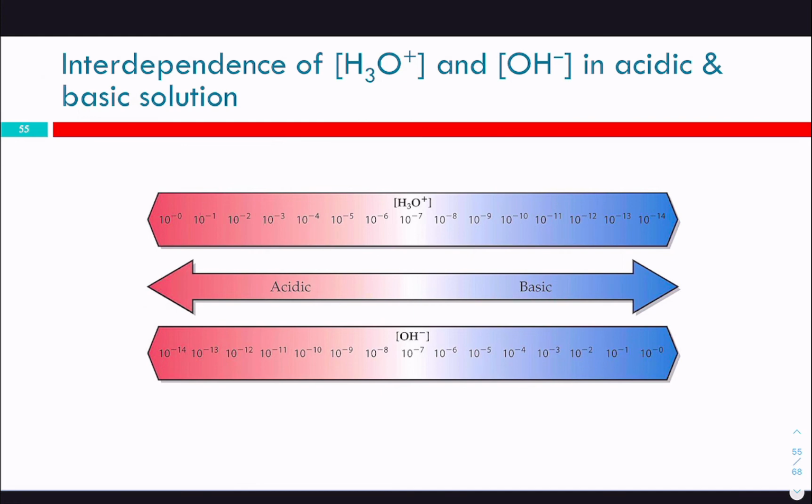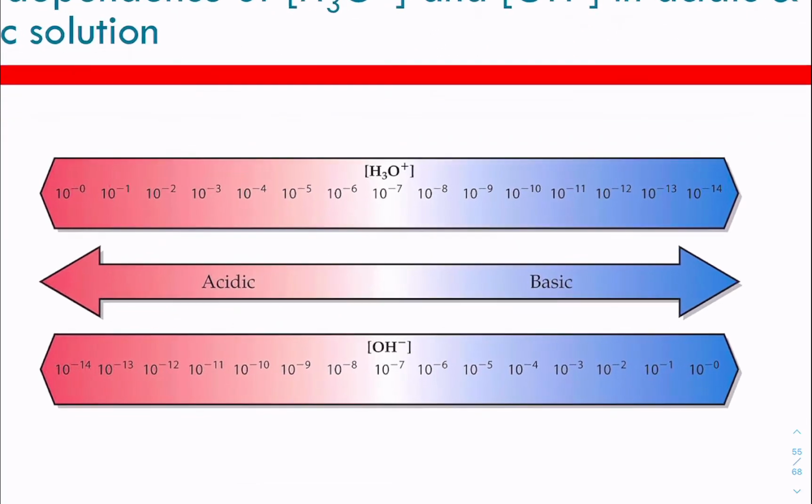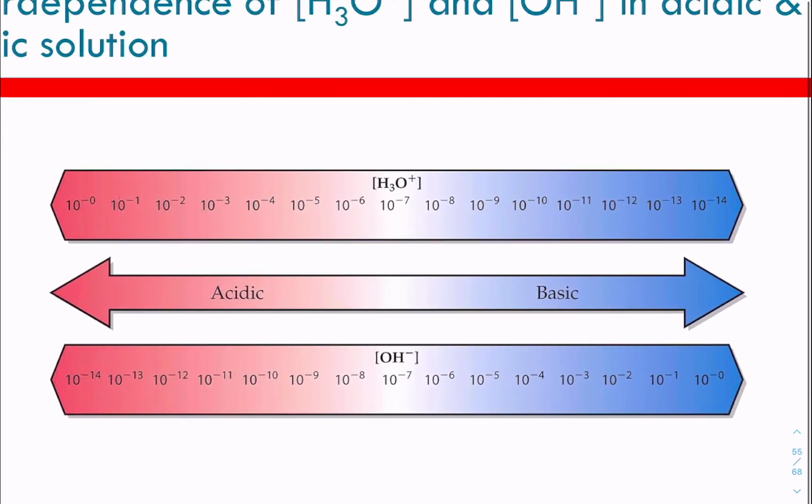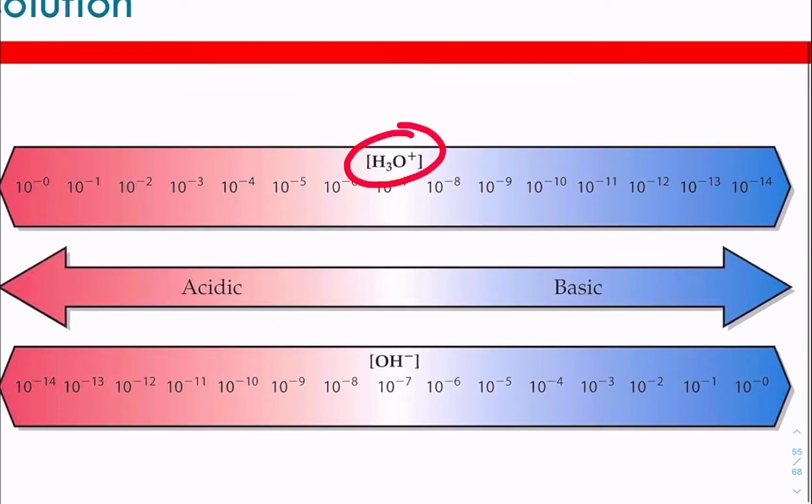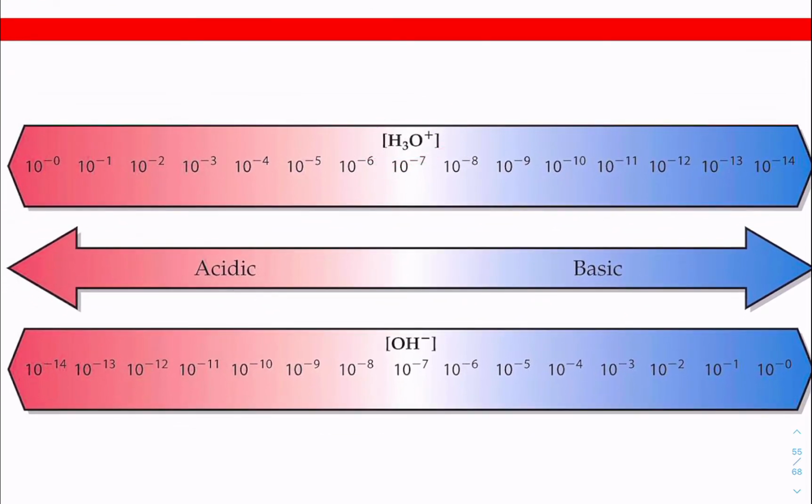So this is a scale that's telling us the interdependence of H3O plus and OH minus. The top one is H3O plus, and the one on the bottom is OH minus. We're drawing a vertical line here, and we can move this slider back and forth, and that'll give us the concentration.